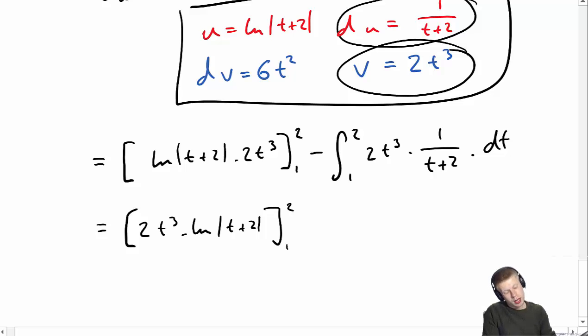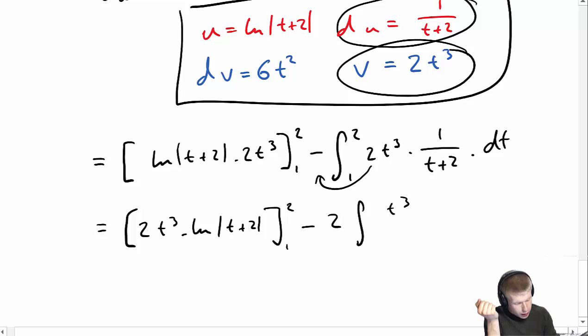So 1 and 2 minus, okay, now look here, I'm going to pull my 2 out, and there's a reason for doing that, because if you haven't seen it, you're going to see why in a minute. If you have seen it, then you'll understand why. Okay, that's then left with t cubed multiplied by 1 over t plus 2 with respect to t.